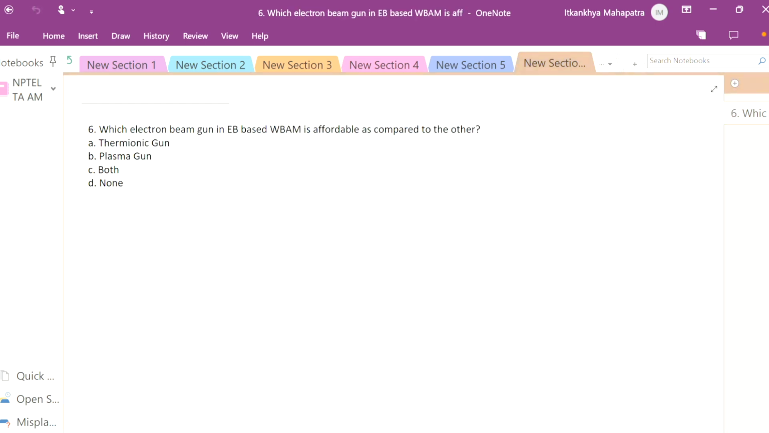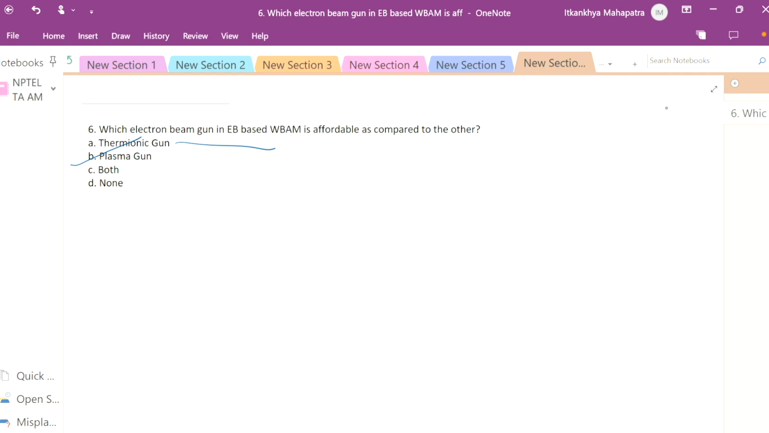Next is, which electron beam gun in EB based wire based additive manufacturing is affordable as compared to other. So this we already saw, the plasma gun. Why? Because for the thermionic gun we need to create vacuum, the cost is more, as we already discussed. We have to create an entire low vacuum setup, which is costly. For the plasma gun, we only need to supply electron beams to generate heat, and it also has a long life.